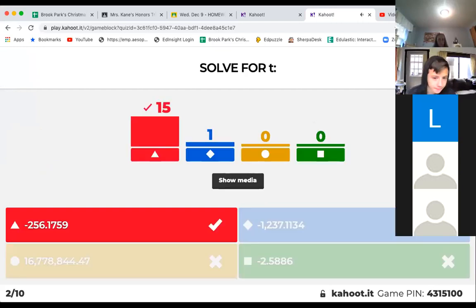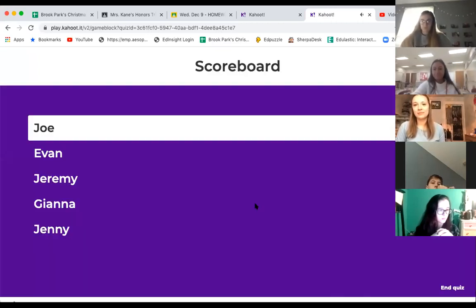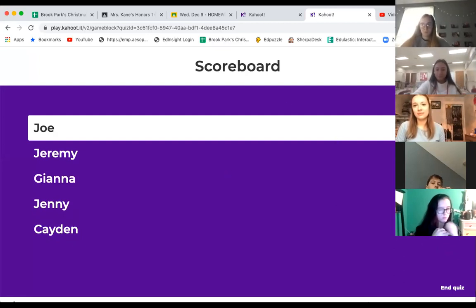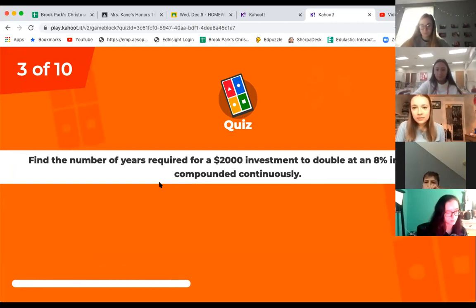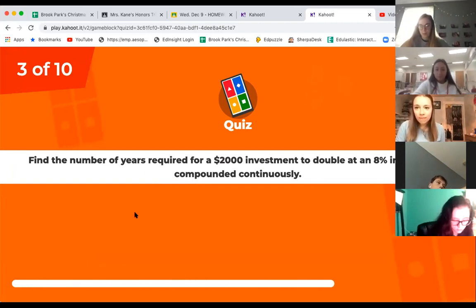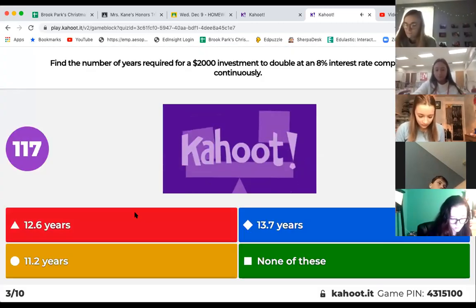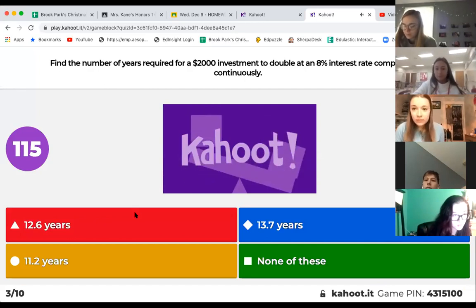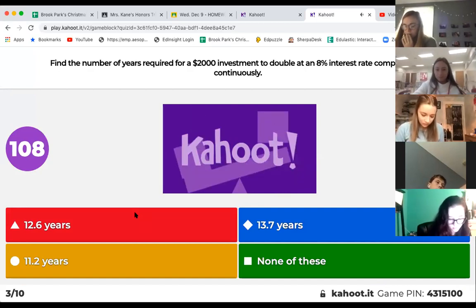All right, nice job. So switching that to the natural log, solving for the t. Look at this next question here. So we just went over a problem like this. Find the number of years investing $2,000 to double. Almost identical to the problem we just went over.